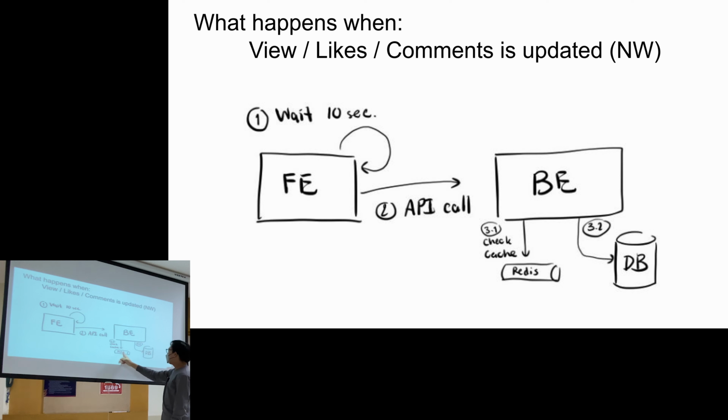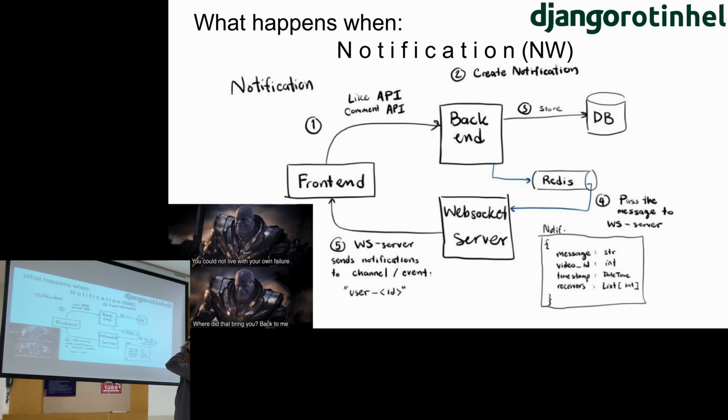And if this is outdated, then it just gets it from the database. And then the last one is the notification system. Essentially, let's say user 1 likes user 2's video. It will send a like or comment API request to the backend, and then the backend will create that and store it in the database.